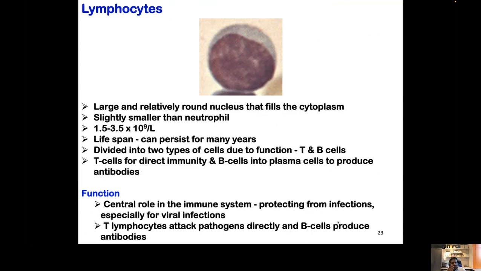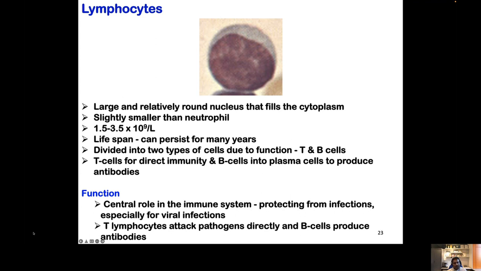The next ones are lymphocytes. Lymphocytes are important cells because they are the second most populous cells among white blood cells. They have a large and relatively round nucleus that almost completely fills the cell. They are slightly smaller than neutrophils, and they number around 1.5 to 3.5 times 10 to the 9 cells per liter of blood. Their lifespan can persist for many years, for example memory cells, because they can carry the memory of a particular antigen, viral particle, or bacteria that you encountered until the body produces antibodies against it.